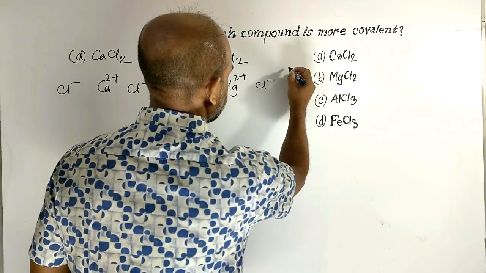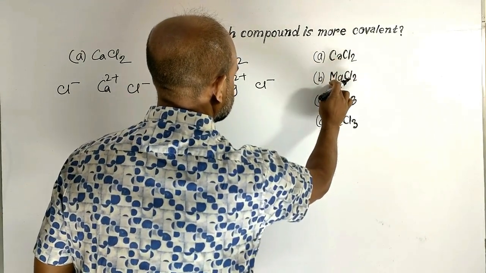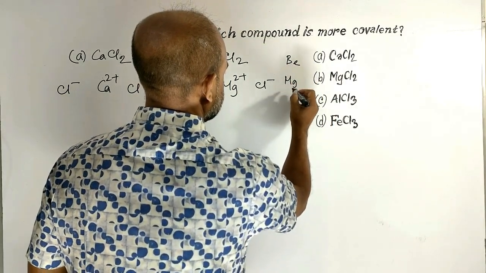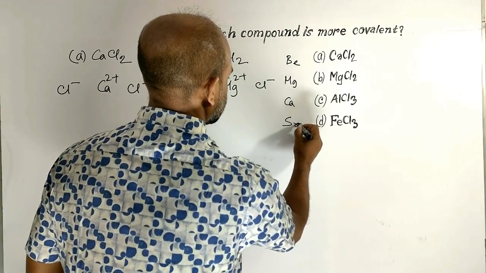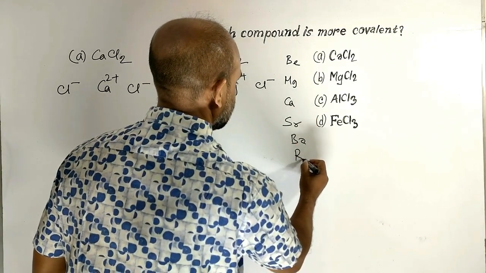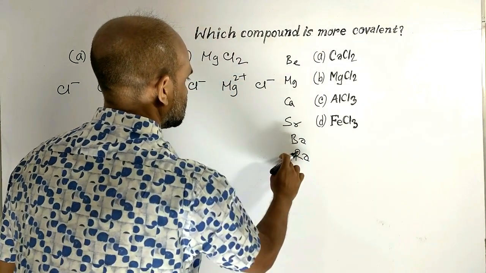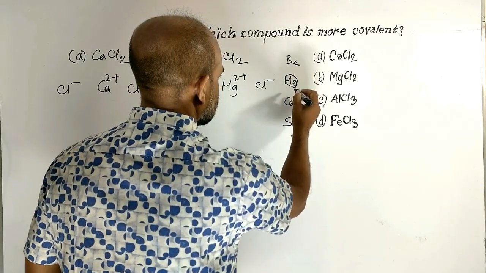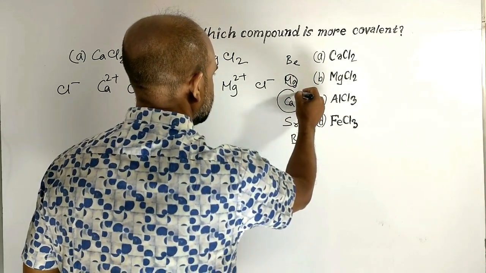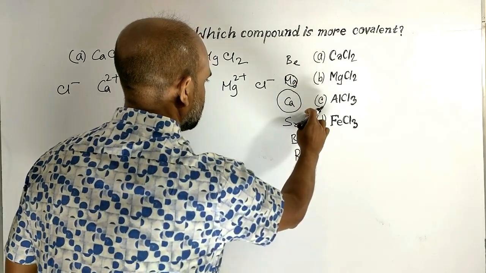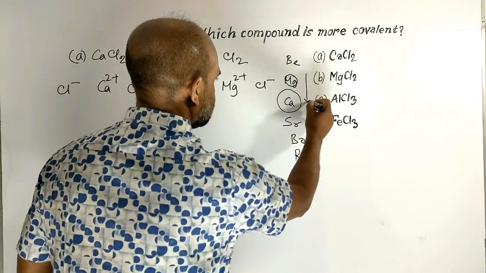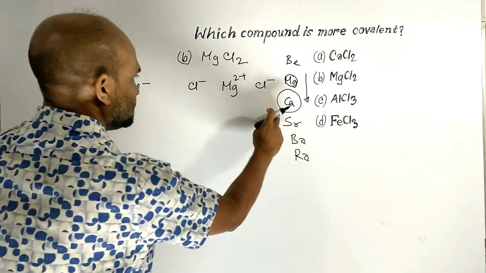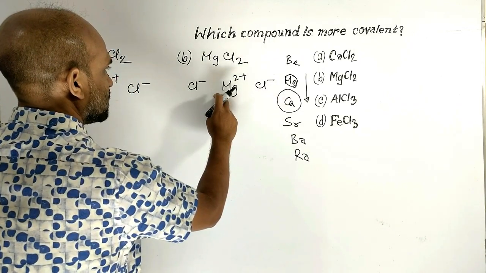Now, let us see positions of calcium and magnesium on the periodic table. Beryllium, magnesium, calcium, strontium, barium, and finally radium. From this, we can say that magnesium is smaller in size compared to calcium, because we know from top to bottom along a column atomic size increases. So calcium 2 plus ion is bigger in size than magnesium 2 plus ion.